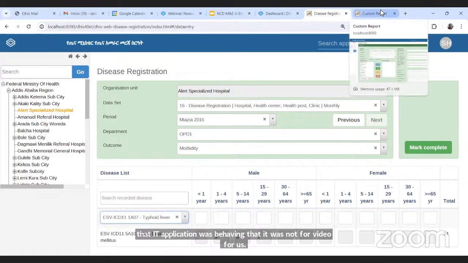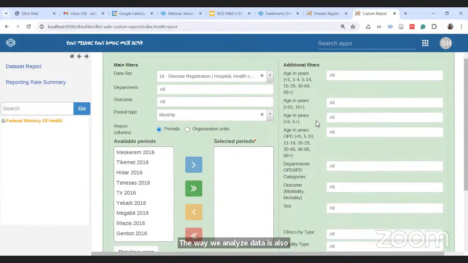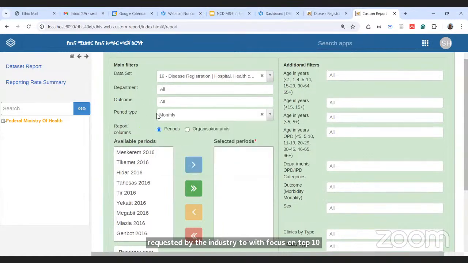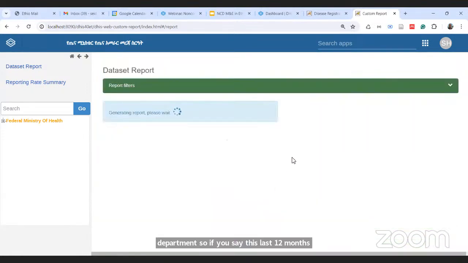The way we analyze data is also different here. This is requested by the ministry to focus on top 10 diseases. So we have the department here. You can simplify by department. So if you say this last 12 months and generate a report, it will give you the disease incidence, the number of diseases occurred by facilities, ordering them.